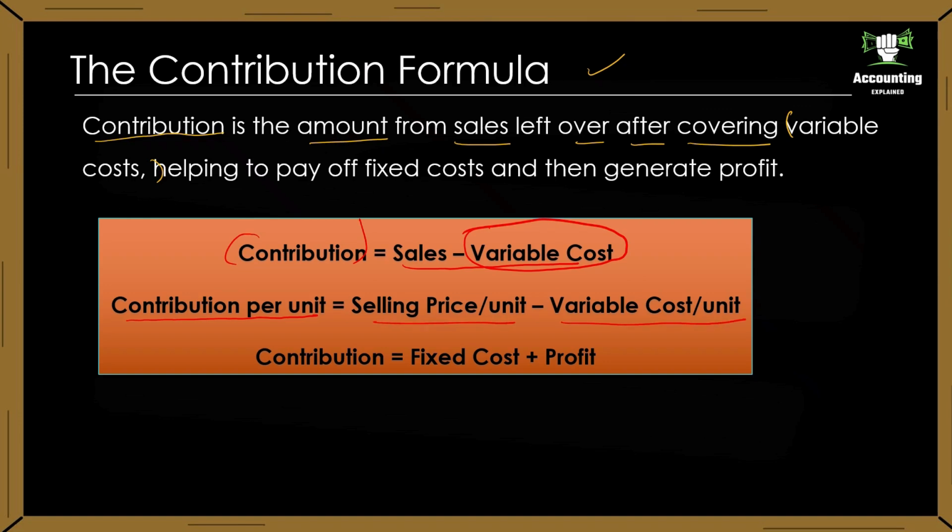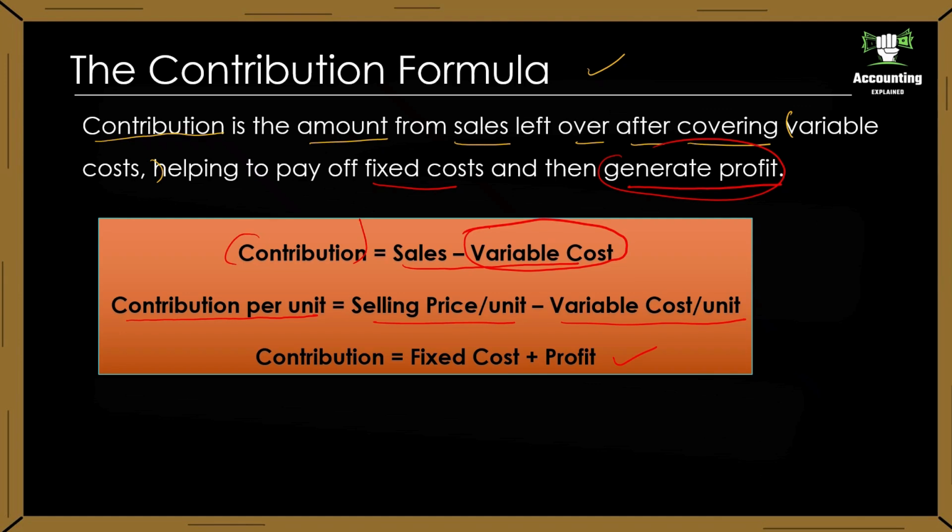So till here you're clear, no? Next, what is contribution used for? It is helpful for paying off the fixed cost and generating profit. So first it will pay off your fixed cost, and if there is any remaining amount, then that amount will be your profit. So contribution can also be written as fixed cost plus profit.